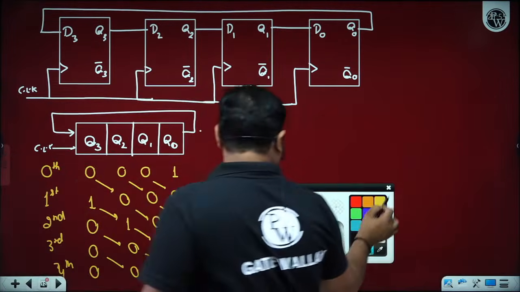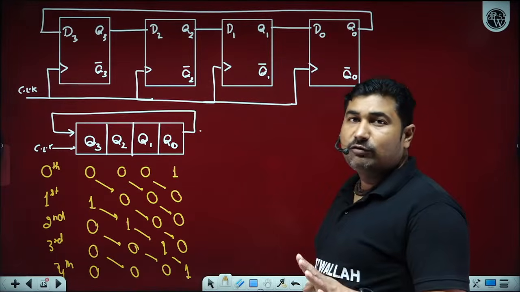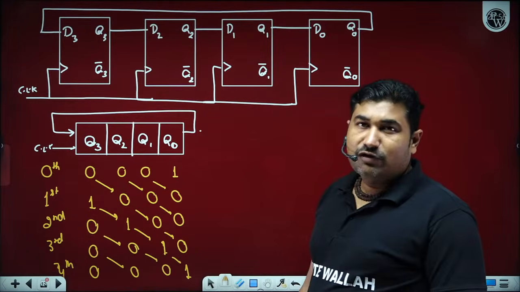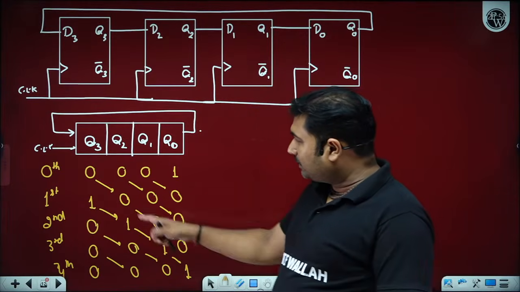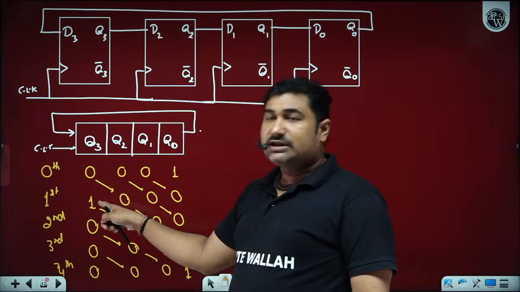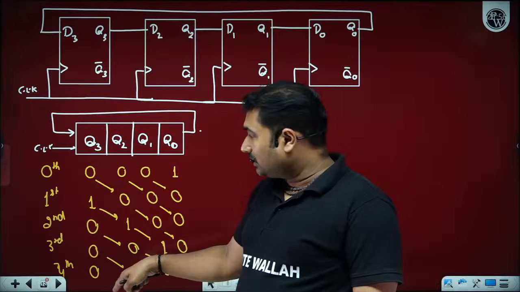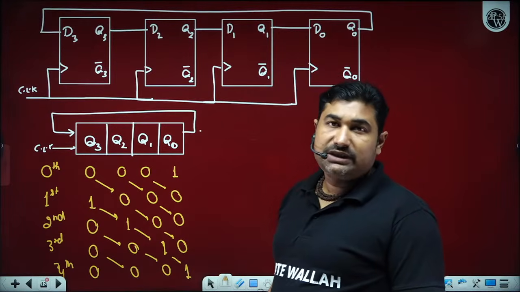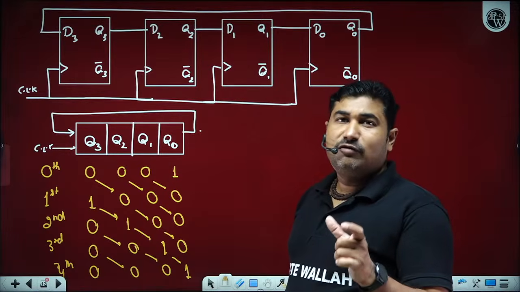So how many different states are there in a ring counter? For a 4-bit ring counter, we have only 4 states. And if you observe, if on the first clock pulse we are getting Q3 high, then on the 5th clock pulse again we are getting Q3 high. So the time period of Q3 is 4 clock cycles.